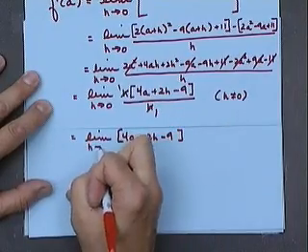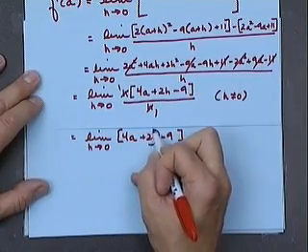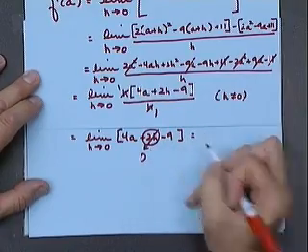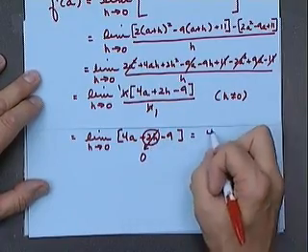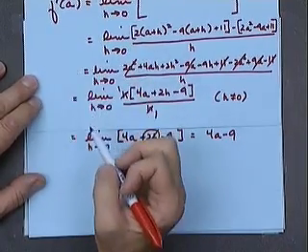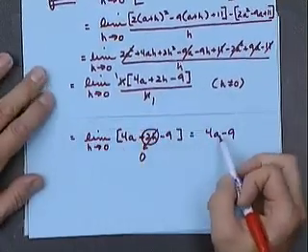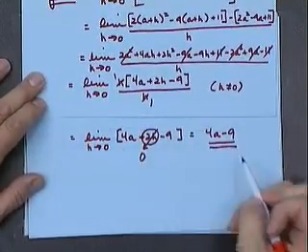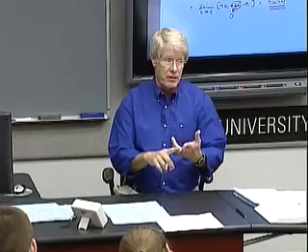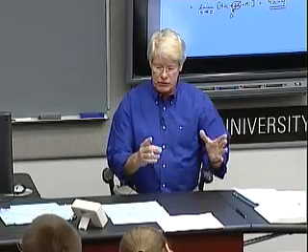We still have yet to take the limit as H approaches 0, but as we do that, as H approaches 0, 2H approaches 0, and we're left with 4A minus 9. So what is the f prime of A? Apparently, based on what we have determined, it's 4A minus 9. What did we just find? The derivative, the slope of the tangent line, the instantaneous rate of change. It's all of those things.